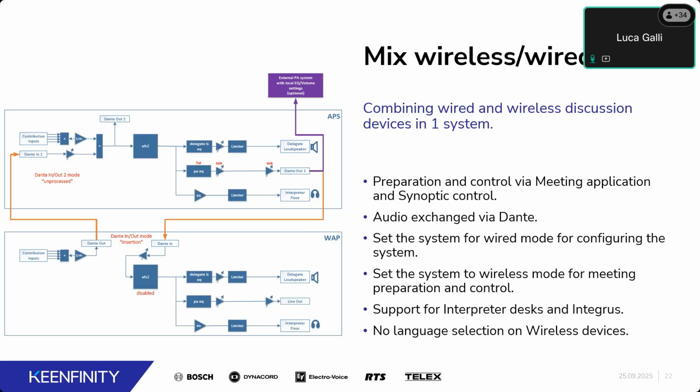There is, of course, support for interpreter desk and Integrus. Keep in mind that the interpretation channel can only be shared via the wired units. So if you need the interpretation channels also shared with the wireless units, so the delegates that are using the wireless units, you have to equip an Integrus transmitter with radiators and IR receivers, because no language selection is available on the wireless device.